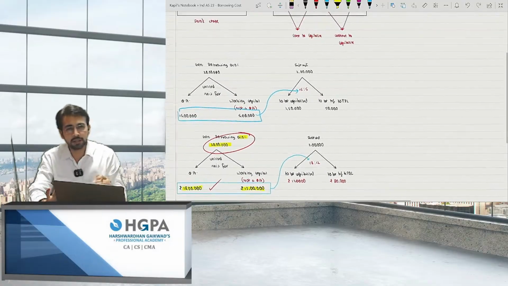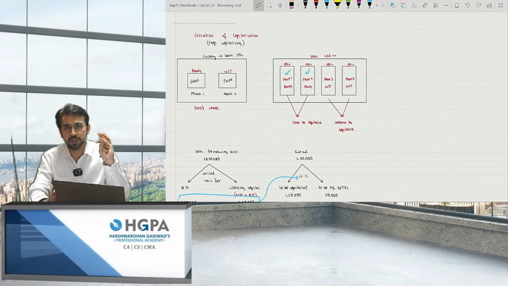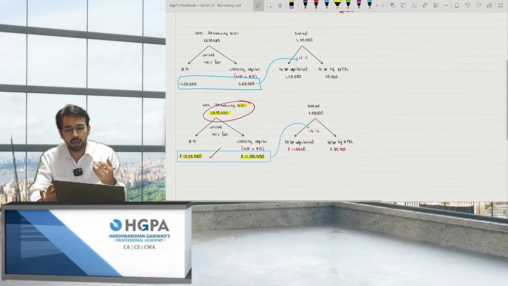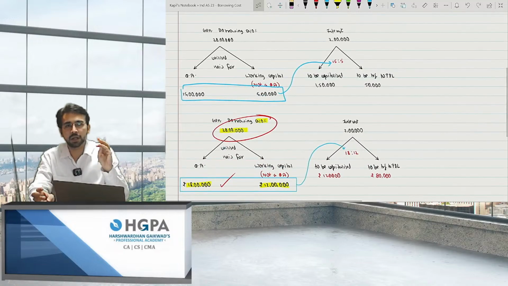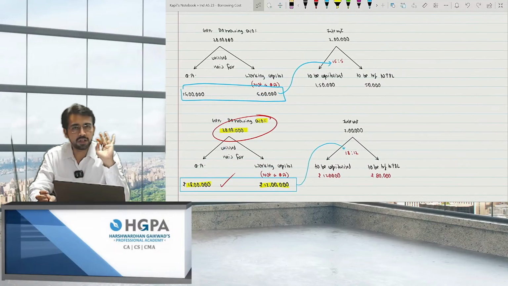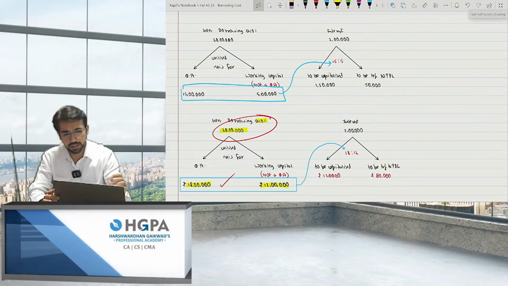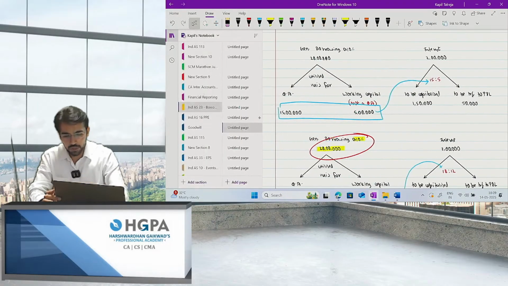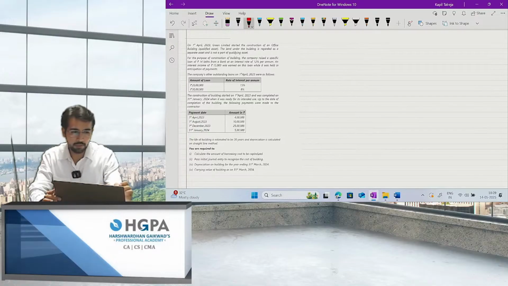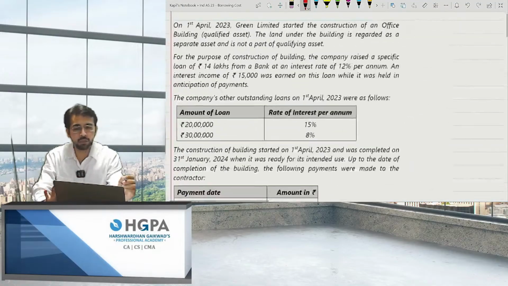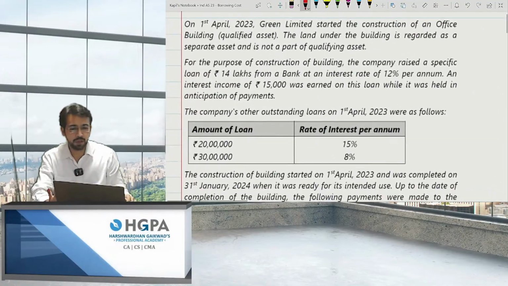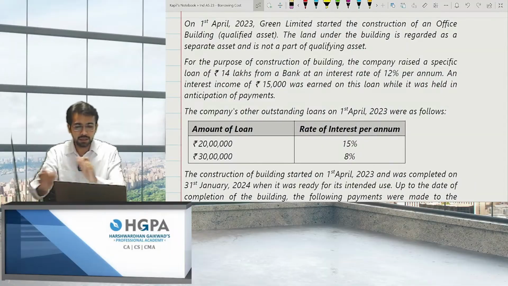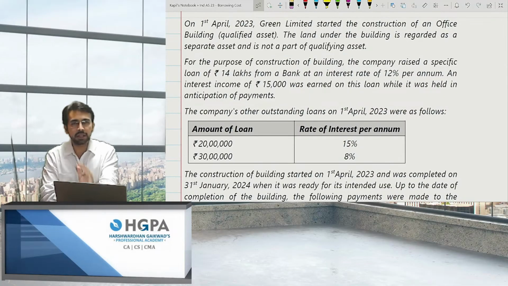So these are the points. I explained suspension, cessation, how to apportion the interest, specific borrowing, and general borrowing. All these scenarios are done, right? It's time for the question now. One of the very important questions, a very nice question. It consists of AS 23 and PPE also, in AS 16 also, right? So I'm reading out the question, please pay attention.